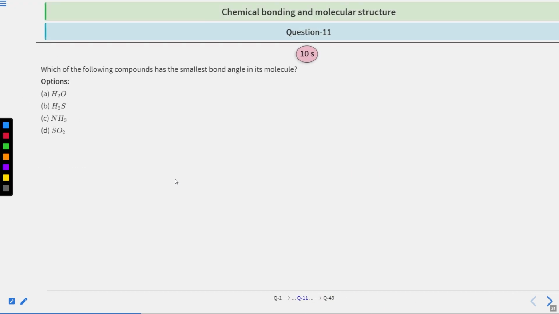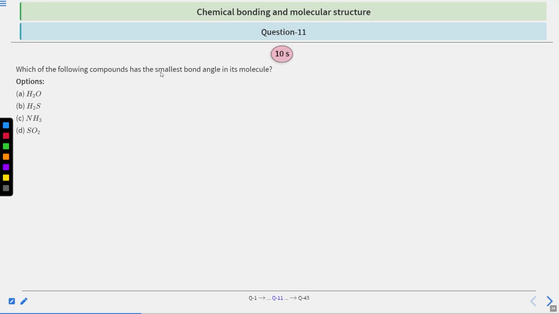Moving on to question number 11. Which of the following compounds has the smallest bond angle in its molecule? Options are H2O, H2S, NH3 or SO2. You have 10 seconds to solve this question. After that, we will see the answer.